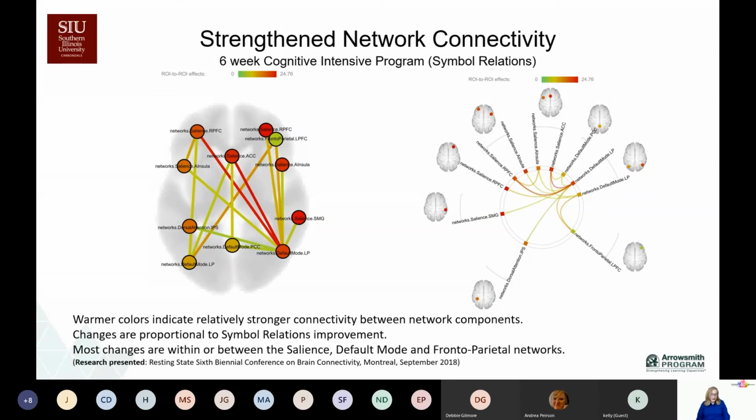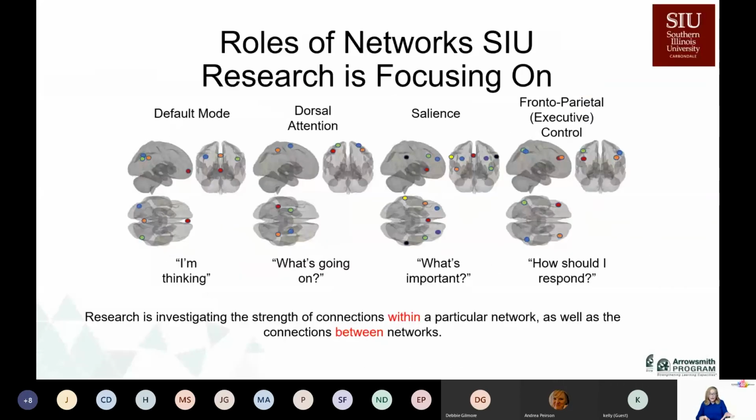And these were really critical areas. So they saw changes in the connections in the default mode network, the salience network, and the frontal parietal or executive control network. And if we think about these, these are kind of the jobs or the roles of these different networks.